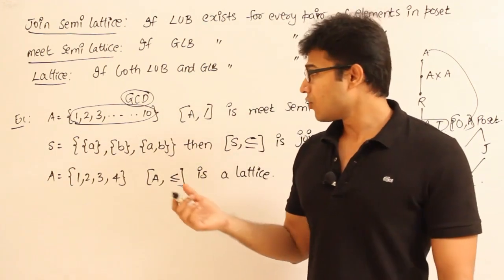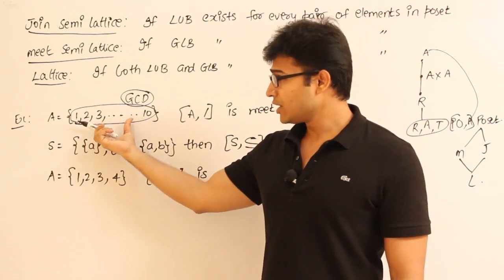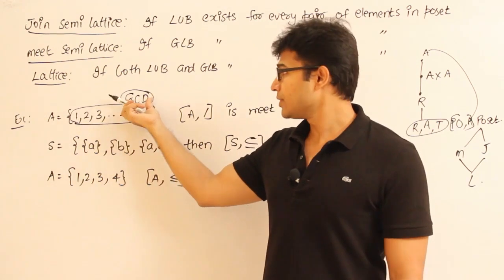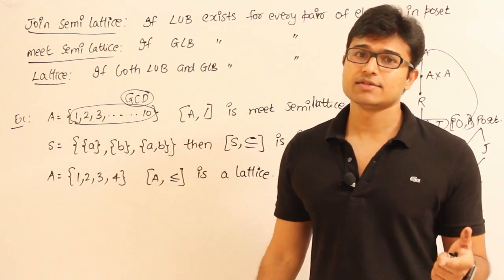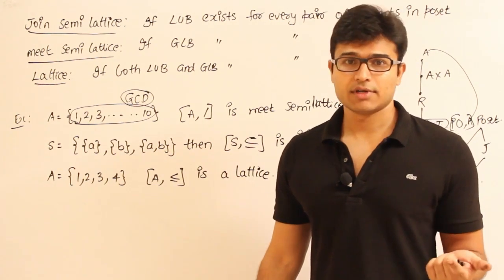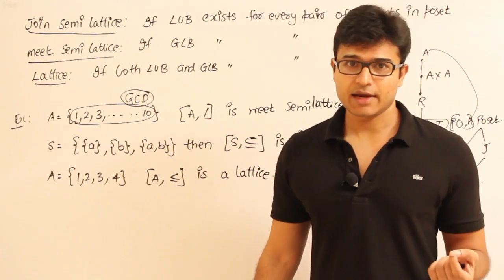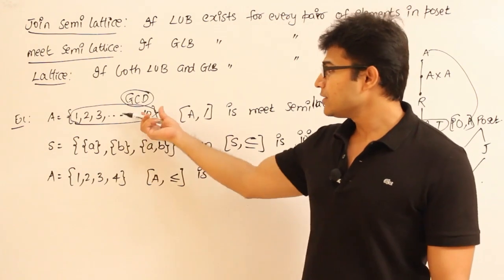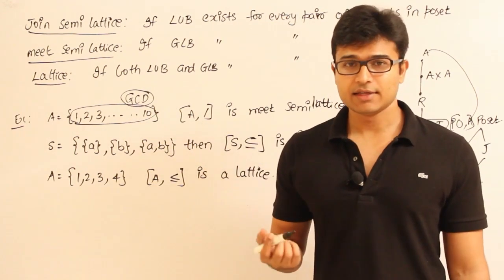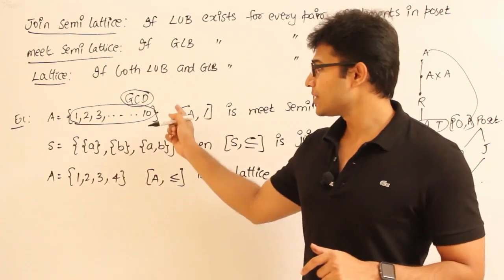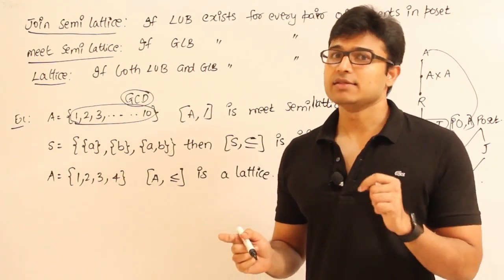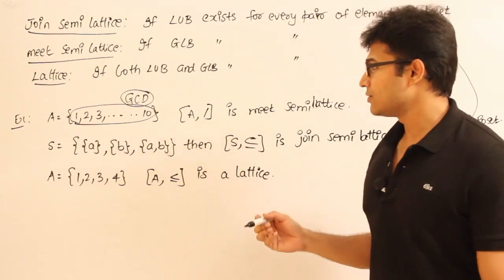Got it? Therefore for every two elements in this set, you'll definitely be able to find the GCD, which means for every pair of elements there is a greatest lower bound. That is why it is a meet semi-lattice. Now it is not a join semi-lattice. The reason is, for any two elements, the LCM should be present in this set, but the LCM will not always be present.